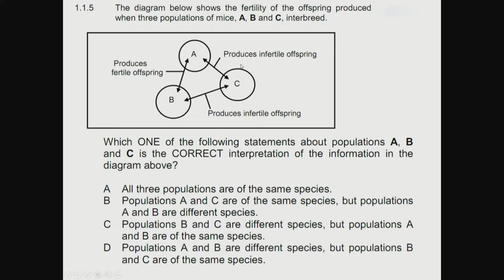Again, in this stage, A and C produce fertile offspring. B and C produce infertile offspring. So A and B are definitely the same species because they produce fertile offspring. Just another way they can ask it.